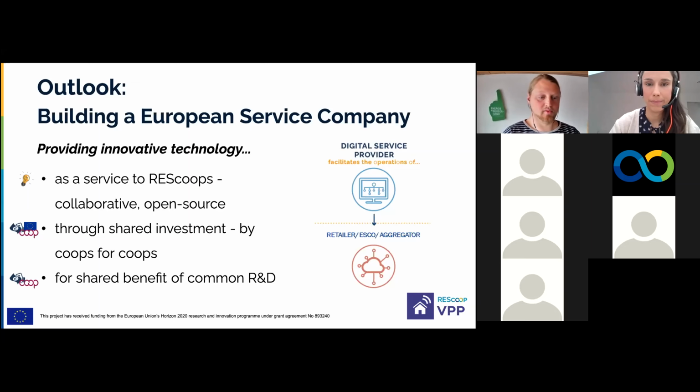So this would be shared investment, and the services can be offered by co-ops for co-ops. And so this would be both a potential for this European cooperative and for the local or national cooperatives to also benefit from the common research and development. So this is our vision, that in the end we have such an interesting technology to build a European company on this. And that's our outlook.